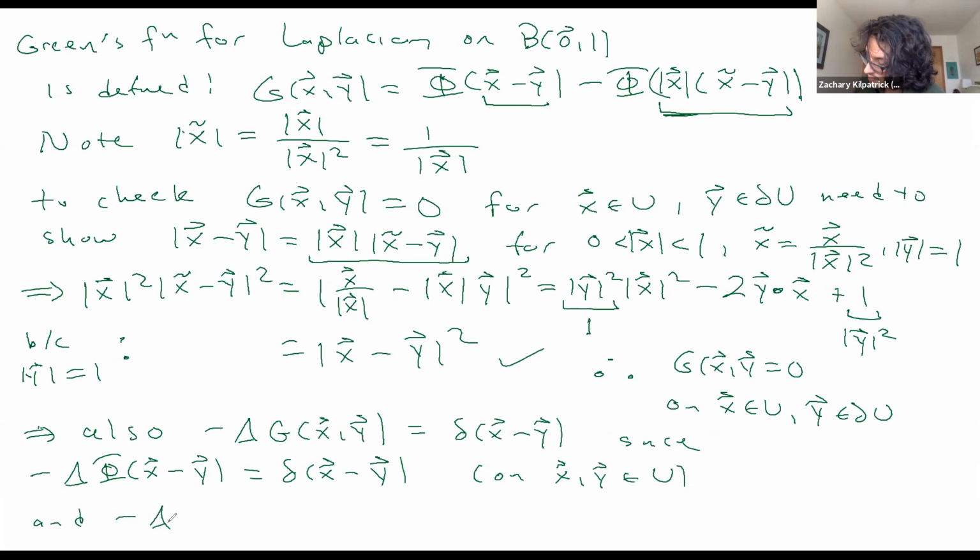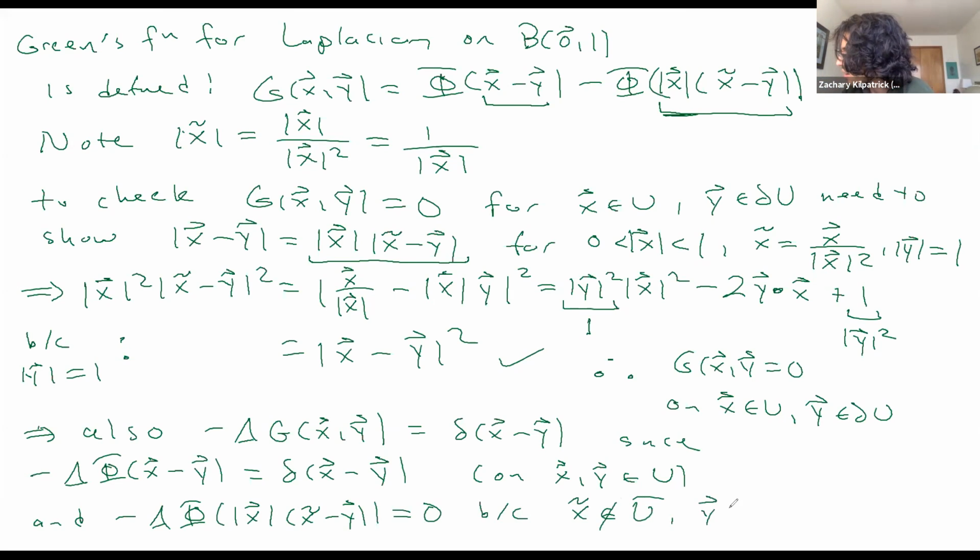But minus the Laplacian of phi of x tilde minus y is equal to 0, because x tilde is not in the closure of U, whereas y is in U in this case. So we never meet any of the singularities by taking x values inside of U. So all of this taken together means that G is the Green's function for the unit ball.